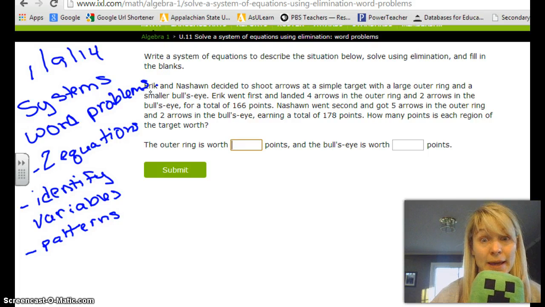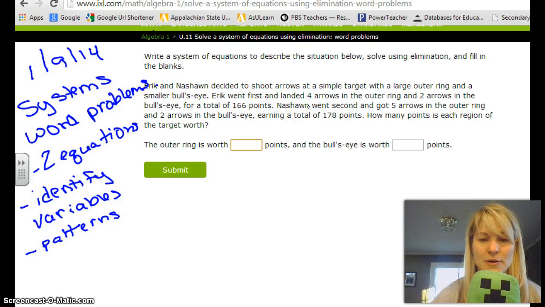We have Eric with a K and Nahshon decide to shoot arrows at a simple target with a large outer ring and a smaller bullseye. Eric went first and landed 4 arrows in the outer ring and 2 arrows in the bullseye for a total of 166 points. Nahshon went second and got 5 arrows in the outer ring and 2 arrows in the bullseye, earning 178 points. So we want to know how much each target was worth.